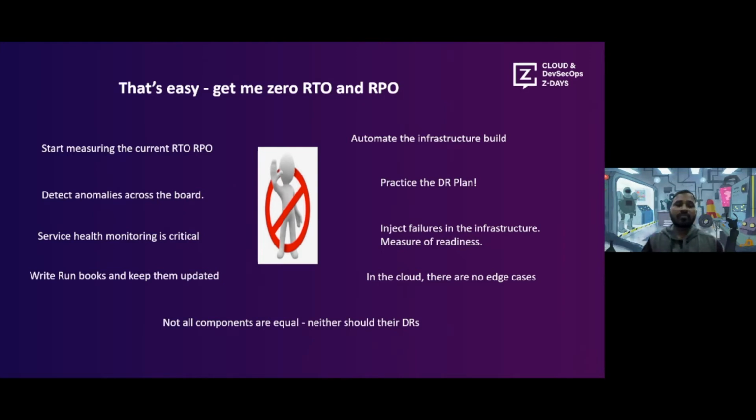Before we do RTO and RPO calculations, or go for disaster recovery plans, we have to start measuring the current RTO and RPO values, automate the infrastructure build, detect anomalies across the board, and practice the disaster recovery plans regularly. Service health monitoring is very critical, where you regularly monitor your application health. Sometimes you have to inject failures in the infrastructure and measure the readiness of your disaster recovery. Writing run books, such as automated Terraform, automated Ansible or Chef cookbooks, and keeping automated scripts readily available is very important to recover your system.